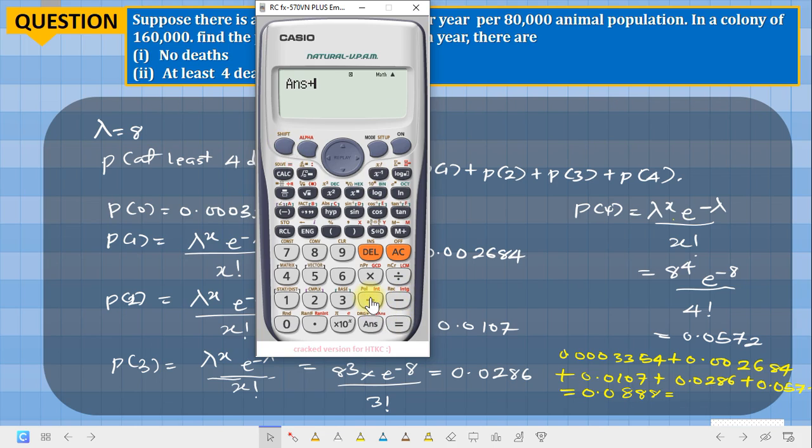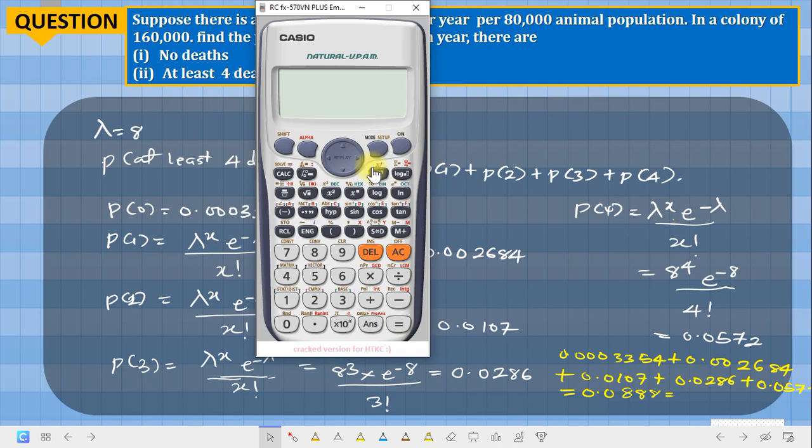So when we added everything together, this one plus the previous one, which is 0.003354 plus 0.002684 plus 0.0107 plus 0.28 plus 0.0286. What will be the answer? Okay, our answer gave us this.